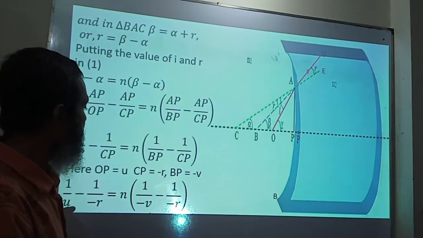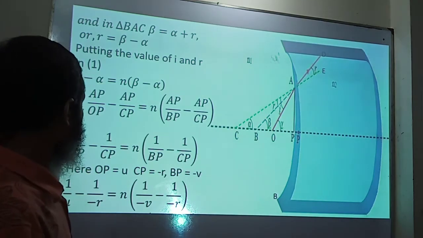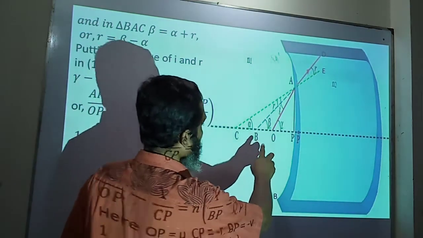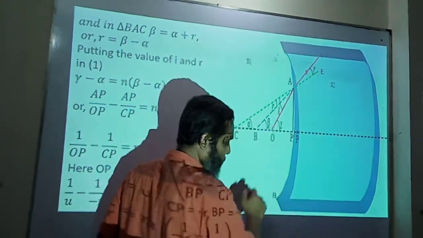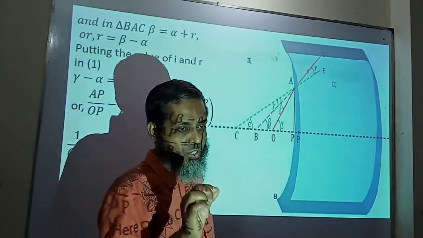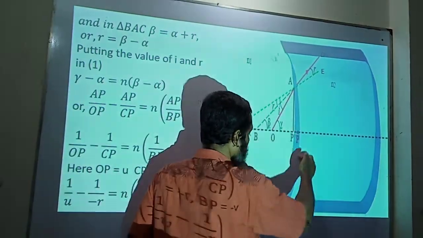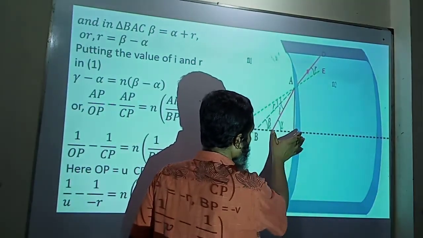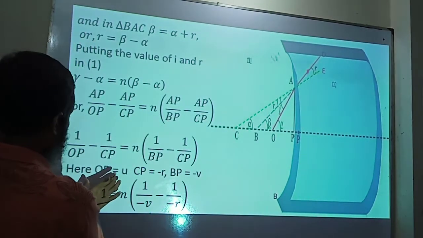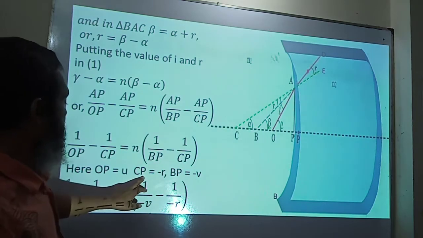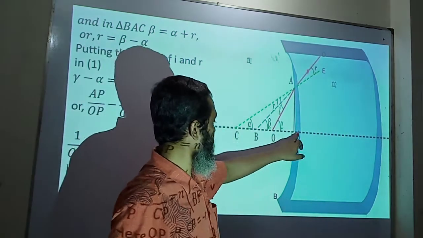So we are getting 1 upon OP minus 1 upon CP is equal to n into 1 upon BP minus 1 upon CP. Okay. Now we have to come to the figure, that is OP. What is OP? This is the object. So we know that in case of surface, all the distances are measured from the pole. Here P is the pole of the refracting surface APB. So OP is the distance of the object, that is u, and it is positive. That is OP is equal to u.